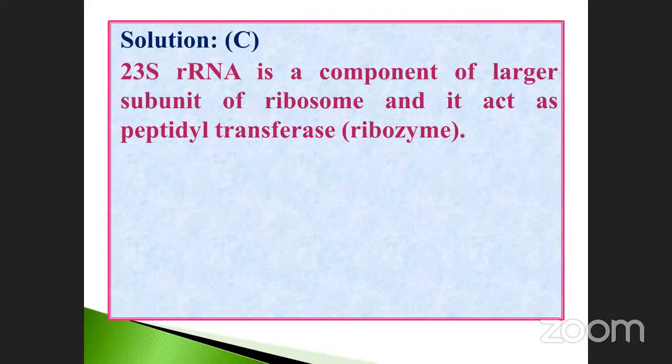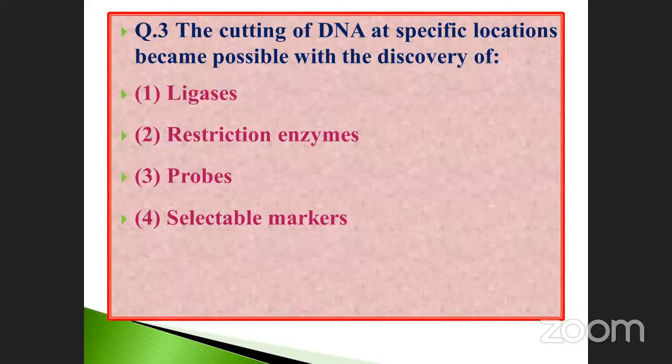And what about the third question? See that one. The cutting of DNA at a specific location became possible with the discovery of what? What is ligase? Ligases join the fragments of the DNA molecules, that is called the Okazaki fragments, isn't it? They link together with the help of the enzyme DNA ligase. Restriction enzymes, already you know about them, are very, very important. The restriction enzyme acts as a molecular scissor.